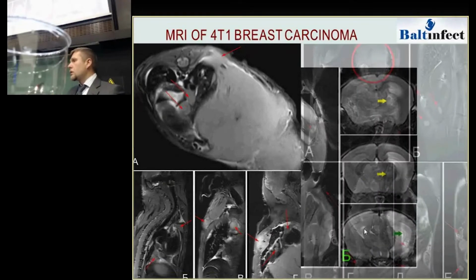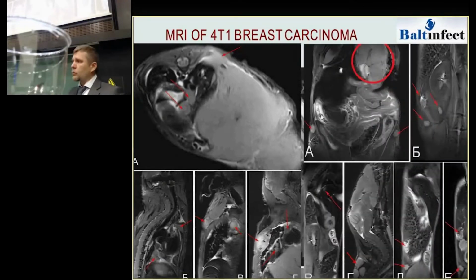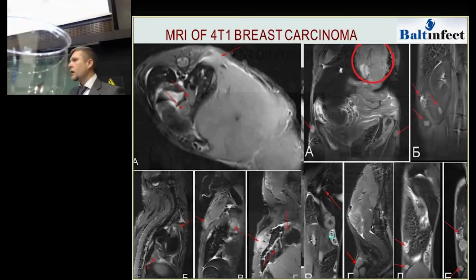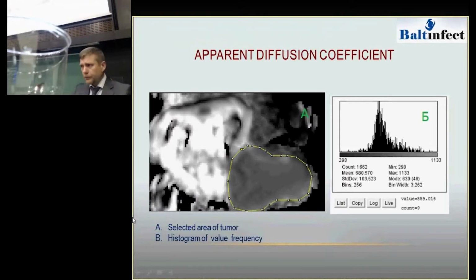So, one more MRI scanning. You could see lymph nodes bearing metastasis, and this is one thing I'd like to put an accent on. So we use a so-called apparent diffusion coefficient for estimation of, for example, antibodies treatment efficiency.